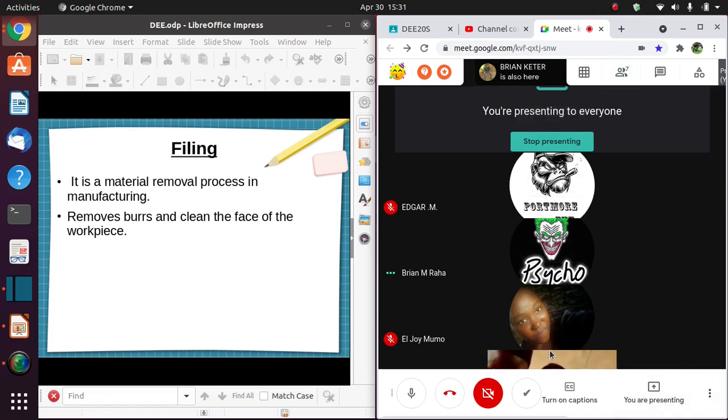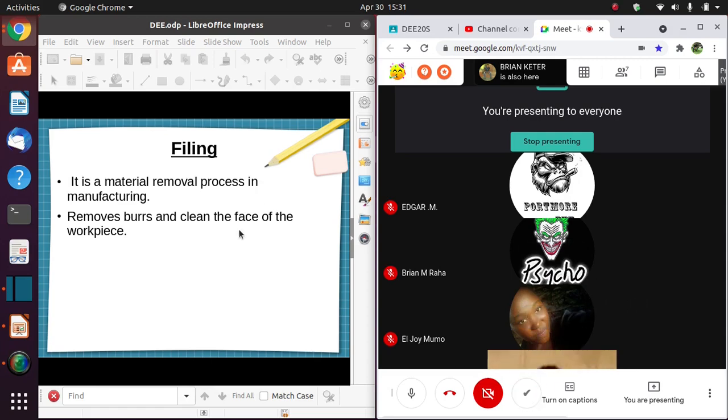And one of those processes in the industry ama kwa action ni filing. Niko sure kila mtu hapa ameona file mahali, nyumbani, kazini. You have ever interacted with a file. Now, filing is your process ya kutoa material.